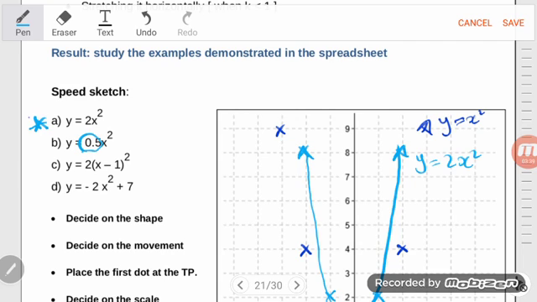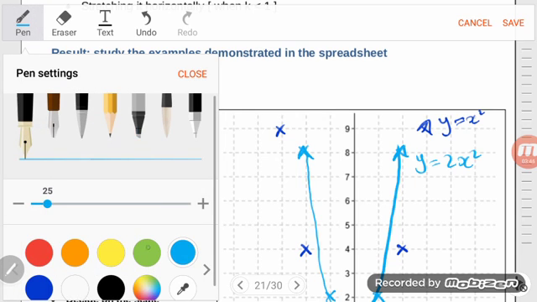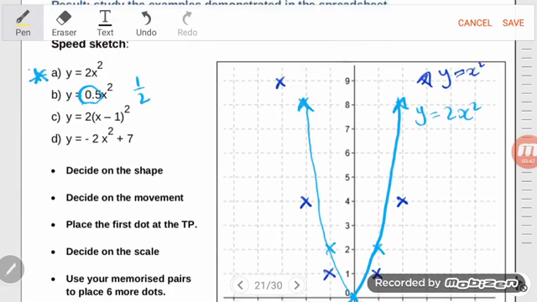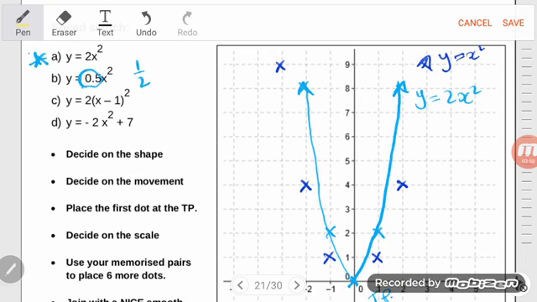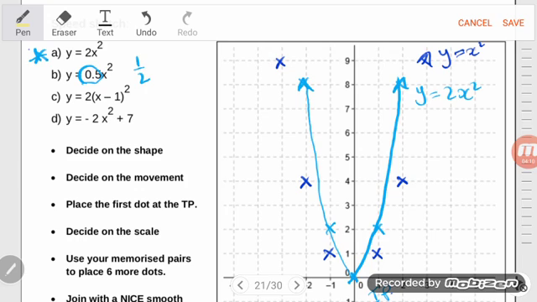Now, 0.5 is the same as half, and it's positive. Okay. So I would like to say it's when it's between 0 and 1 that it stretches outwards. You could say that. You could also say that it's being squashed vertically. Okay, so it's positive. It doesn't shift anywhere. We've got the same turning point. I'm not sure if yellow is going to work. Let's see if it does.